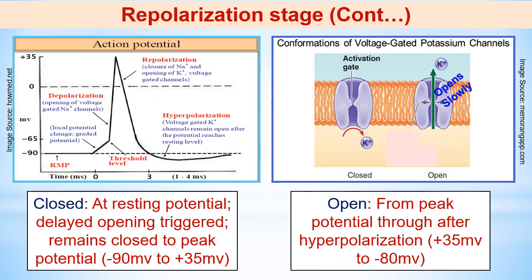So it opens slowly, and it completely opens when the membrane potential reaches the plus 35 level. And the exit of potassium ion occurs from inside to outside, and as a result of that, the membrane potential again goes down from the plus 35 level towards the resting membrane potential. And because of the slowness of closing of the potassium ion channel, a few potassium ions excessively go out of the cell, and that leads to the hyperpolarization stage.